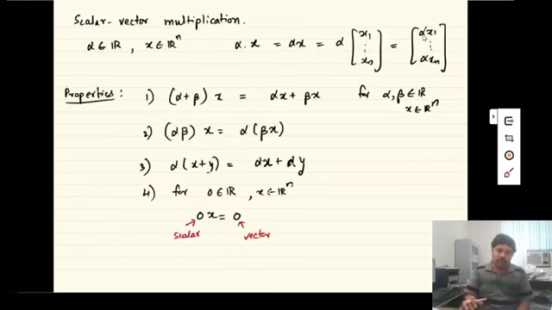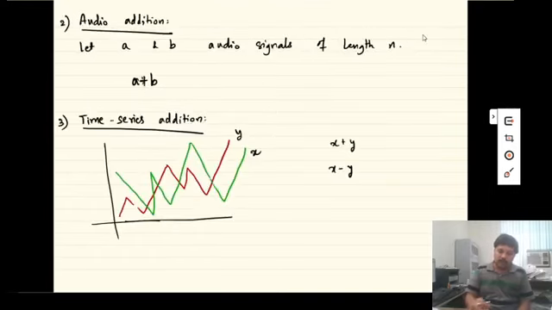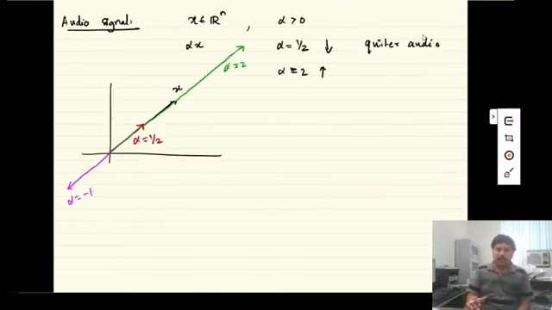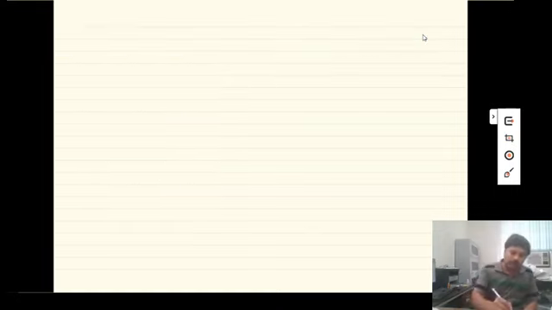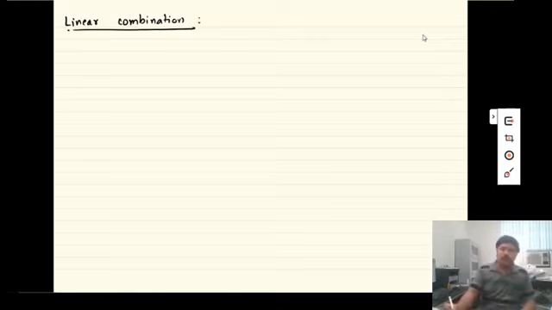So we have looked at two important operations on vectors: vector addition and scalar multiplication. Once you have these two operations together, I would like to combine them into something called a linear combination. So what I really would like to look at is linear combination. So what is a linear combination?